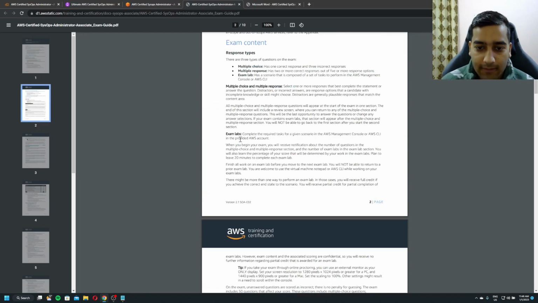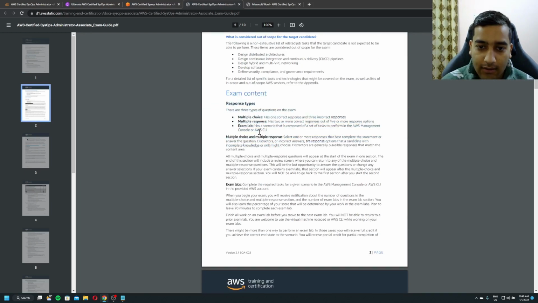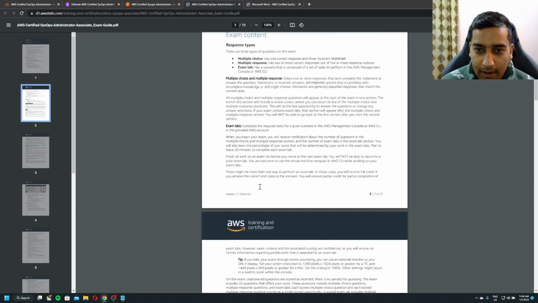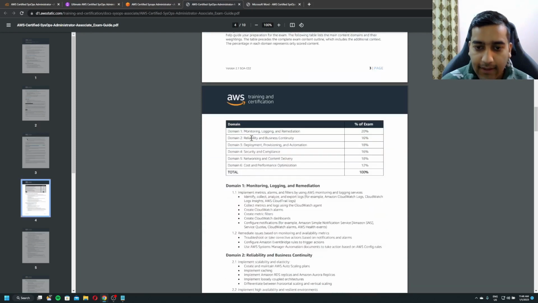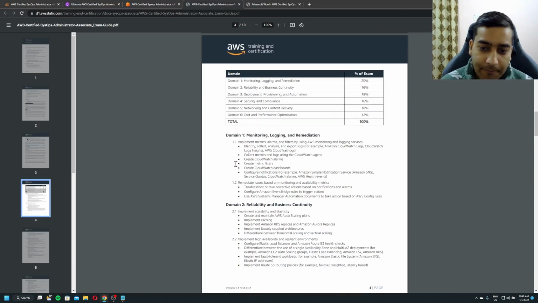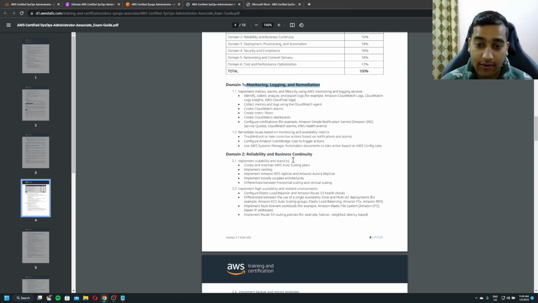Now, if we see this section, exam content, again, we have 3 things: multiple choice, multiple response, and exam lab. But if you go a little more into detail of the parts of the exam, you can see 20%, 16%, 18%, 16%, 18%, and 12%. There are 6 domains which make up 100% of the exam, and it starts with monitoring, logging, and remediation. Again, monitoring means CloudWatch, CloudTrail. Those are the most important services when you think about monitoring.